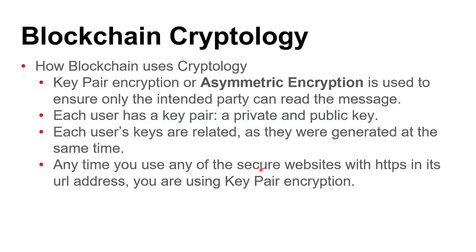With key pair encryption, each user has a pair of keys. There's a private key and a public key. The keys are mathematically related as they were generated at the same time. And anytime, again, you go to a secure website, you're using key pair encryption.